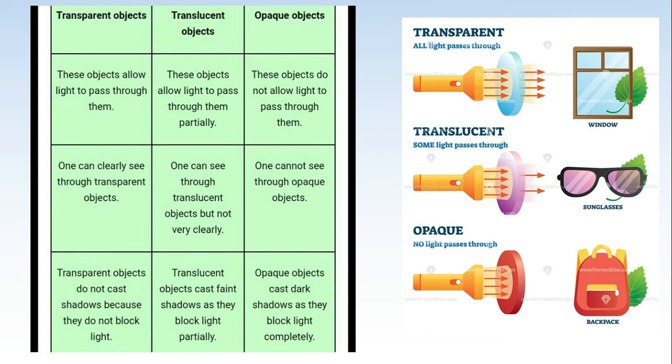And then which object will form a shadow? Transparent objects, since light passes through them completely, will not form a shadow. Translucent objects cast a faint shadow as they block light partially. Opaque objects cast a dark shadow as they block light completely.